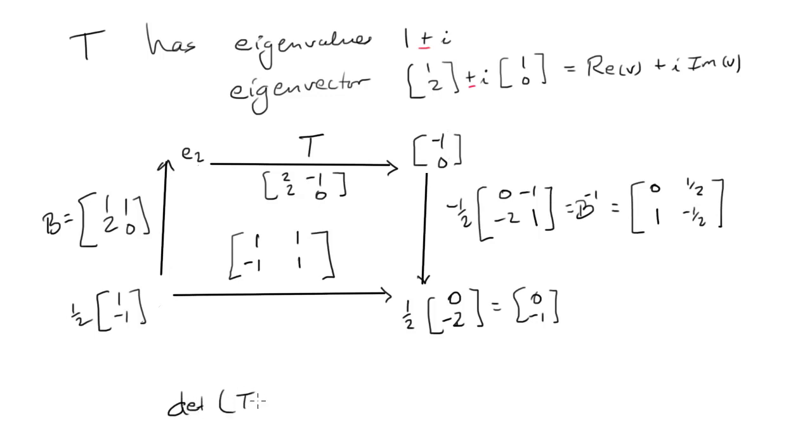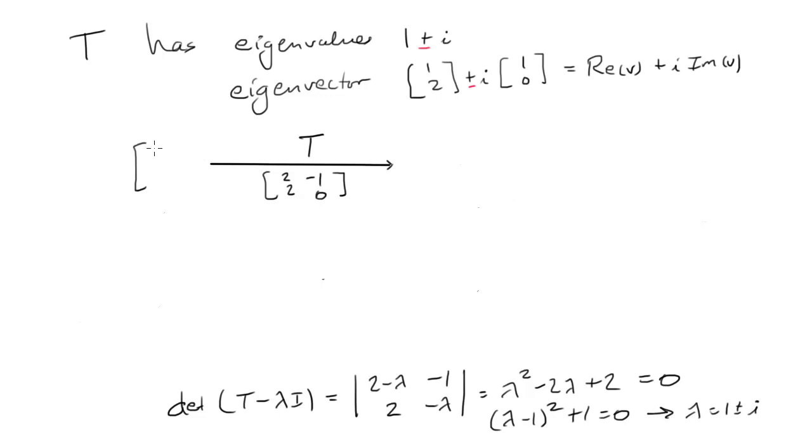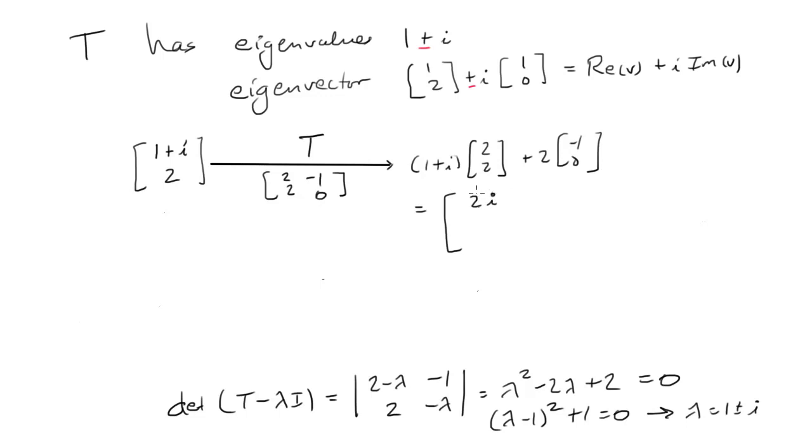Just a quick check that this commutative diagram is true. If this was T, then the determinant of T minus lambda I should be 0. And I complete the square. And lambda has to be 1 plus or minus i to make that work. So that's nice. Let's check that (1 plus i, 2) is really an eigenvector. Feed it through T, 1 plus i of the first column, 2 of the second column. Compute.